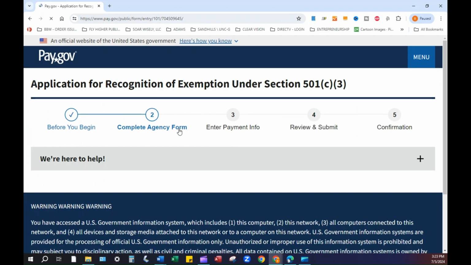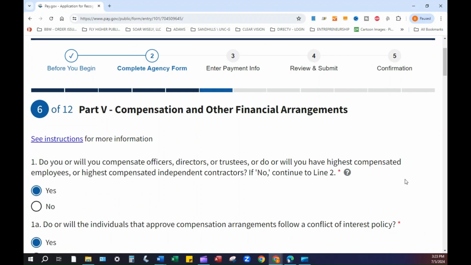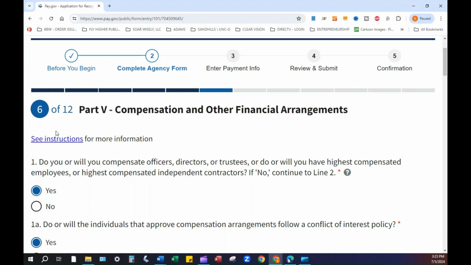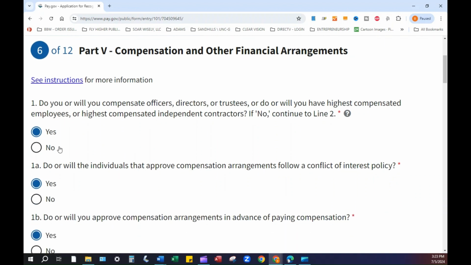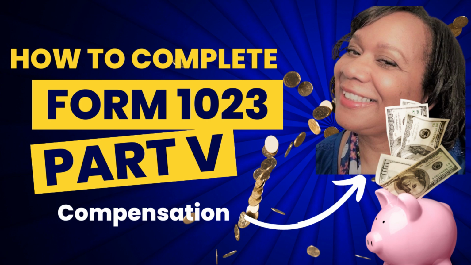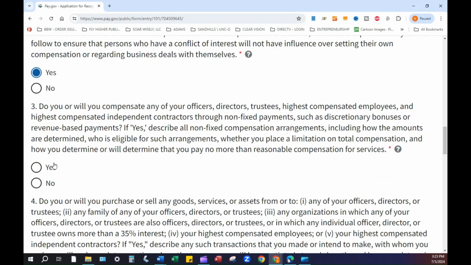And then once it's there, it is going to tell us that we can click continue where you left off. All right, and this is where we left off, Part 5, compensation and other financial arrangements. And we've already answered several of these questions in the previous video. And if you have not seen that video, definitely click on that and look at it. You'll want to do that before you get to this one.